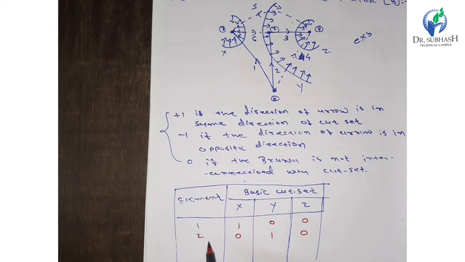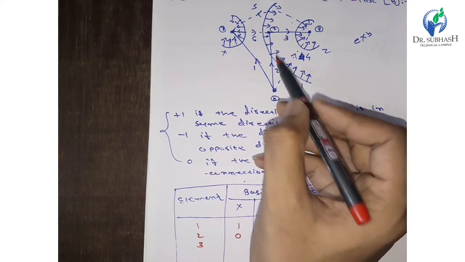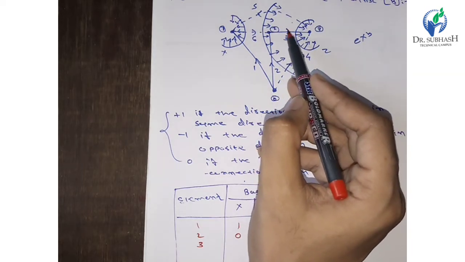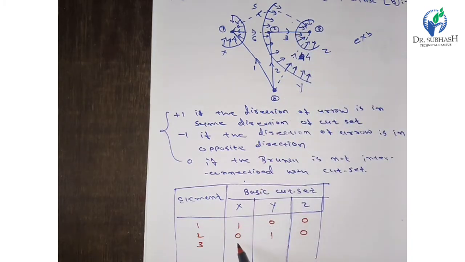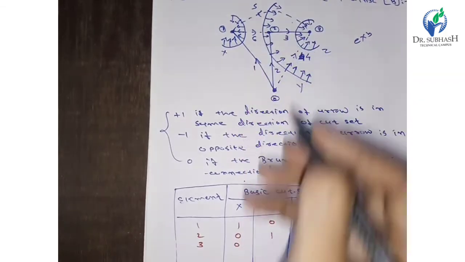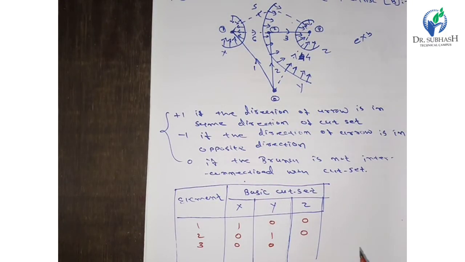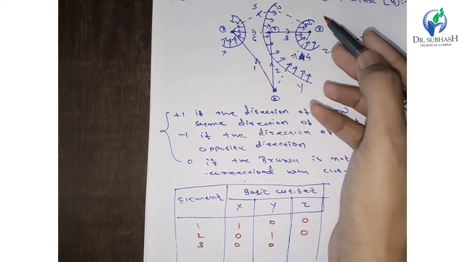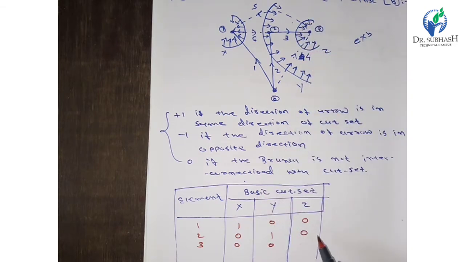When we take basic element 3, in basic cut set x it is not connected with them, so the output is 0. In basic cut set y it is not connected with them, so the value is also 0. Basic cut set z is connected with element 3, so here the value is +1.